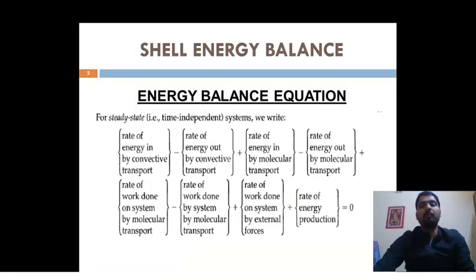First of all, we have to remember the shell energy balance equation, which states that for a steady state condition, the rate of energy in and out by molecular as well as convective transport, plus the rate of work done on the system by molecular transport, minus the rate of work done by the system by molecular transport, plus the rate of work done on the system by external force, plus the rate of energy production is equal to 0.